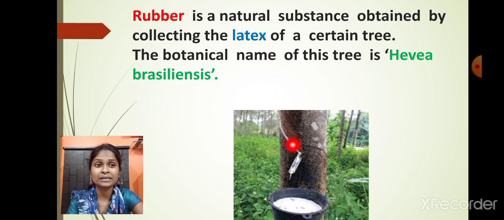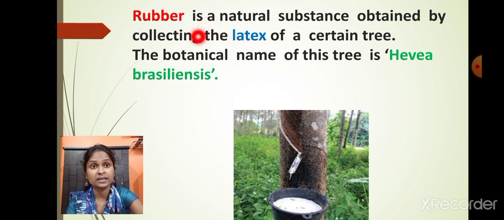So what do you exactly mean by latex? Can you see that? Here is a plant. What is the botanical name of this plant? Botanical name means the scientific name of that plant. So the scientific name of the rubber plant is called what? Hevea brasiliensis. Hevea brasiliensis is the name of the rubber plant. Here you can see a white liquid, this white substance, we call it as what? Latex. Are you getting my point?